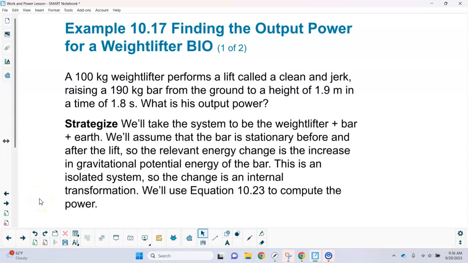An example from kind of using your body: a weightlifter performing a move called a clean and jerk lifts a 190 kilogram bar from the ground to a height of 1.9 meters in 1.8 seconds. Again, the power output is what we're looking to find. Don't worry about all this. It says a lot of stuff, and it talks about energy, but we're not worried about energy yet.